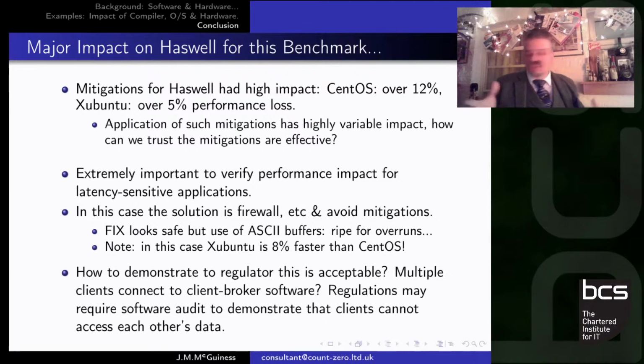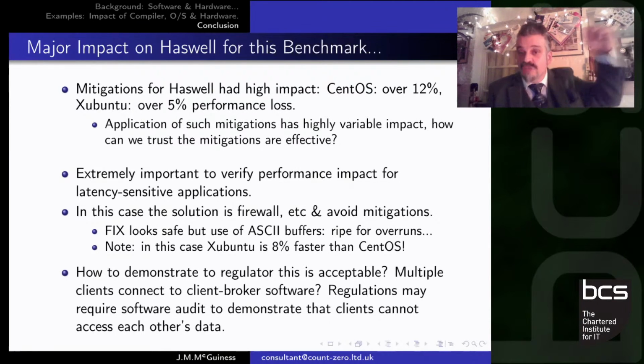People might claim, but this is internal. Remember, I've got a trader who's got an algorithm that's running and generating orders. This is in a FIX message, which is an ASCII message, handled in ASCII buffers. And we've all heard of ASCII buffer overruns of ASCII messages, haven't we? And in this case, Xubuntu is 8% faster than CentOS. And may I say, I am so pleased that Red Hat have decided to can CentOS. CentOS est delenda, I say. CentOS must be destroyed.